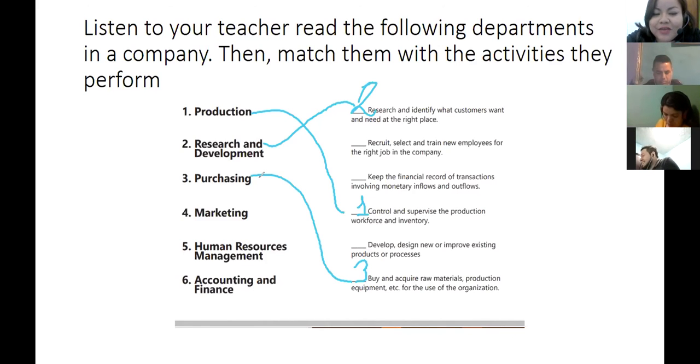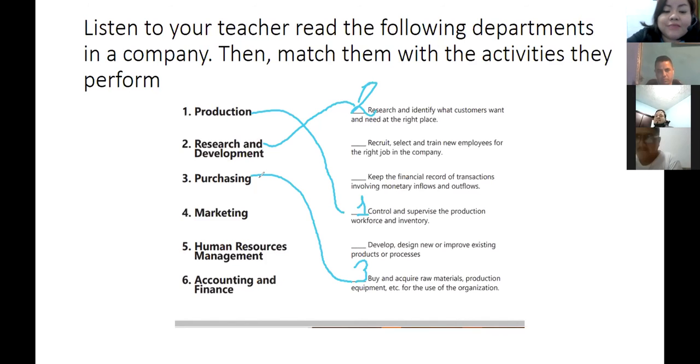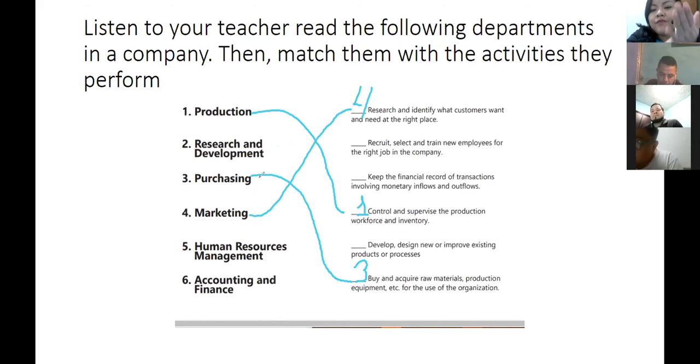What do you think? Number four. Number one, two, four, three. Four. That is marketing. Marketing, number four. Yes. Marketing. That's what they do. They make sure that they know what you want. Ellos siempre andan investigando qué es lo que ustedes quieren.